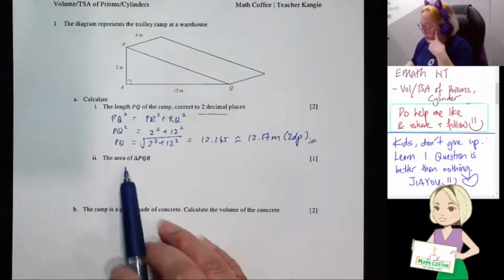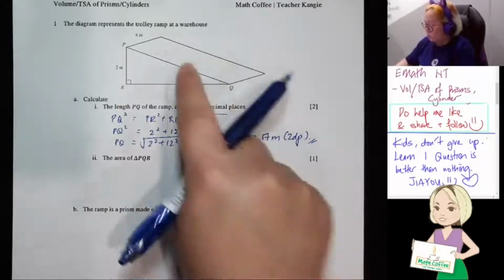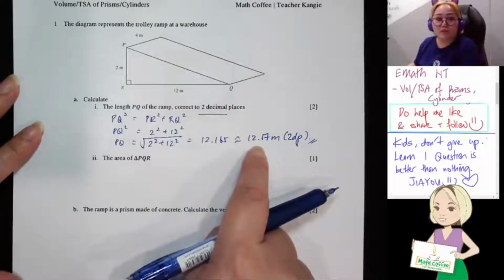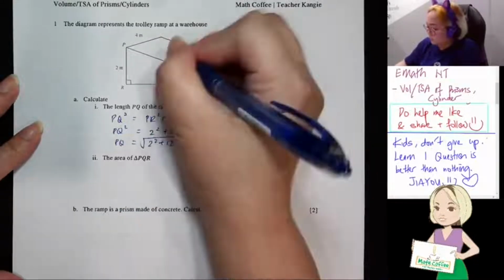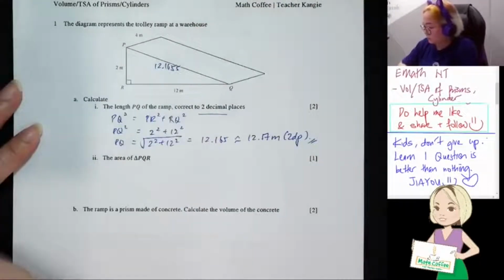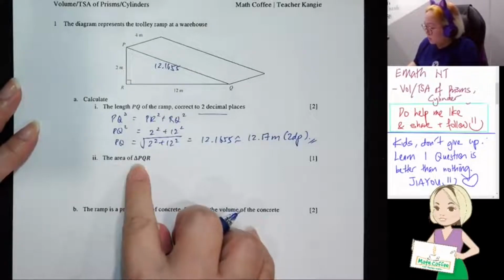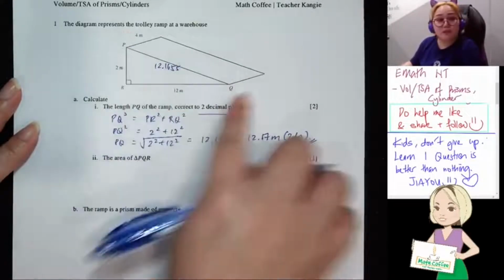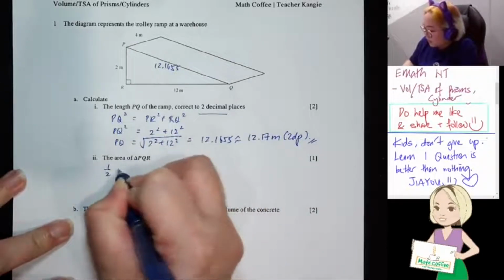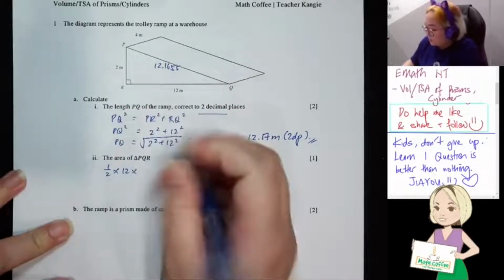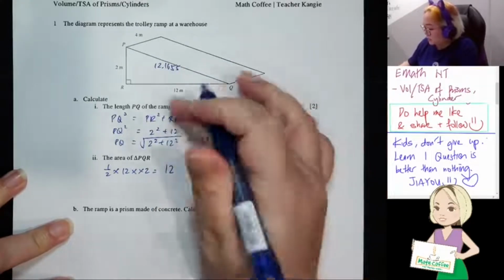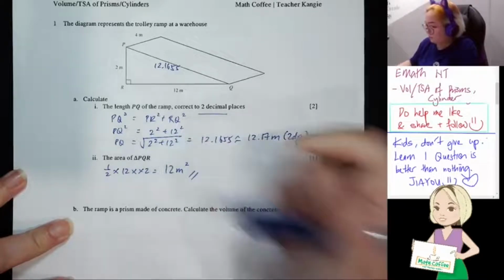Okay, next is the area of triangle PQR. Once you already find PQ, you can put the information into the diagram. But do not put the rounded off one. We always put the longer version here, so we're going to put 12.165 here. Now they want the area of PQR. This is a right angle triangle, so we just use half times base times height. So it's half times base, which is 12, multiplied by the height, which is 2. In this case, it is just 12, and this is in meters, so it is meter squared. Done.